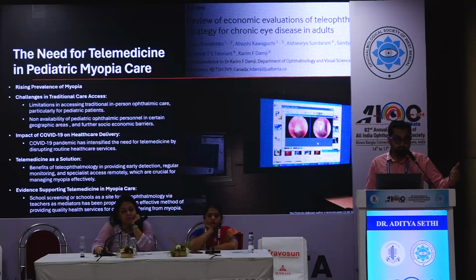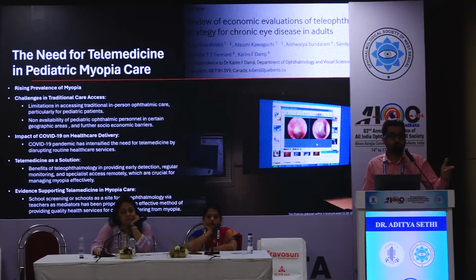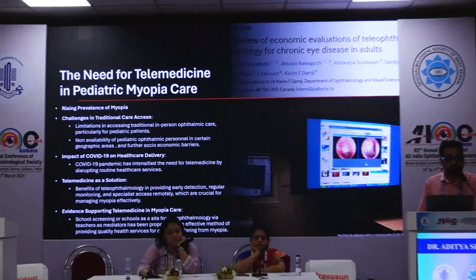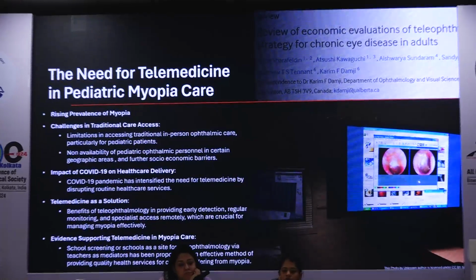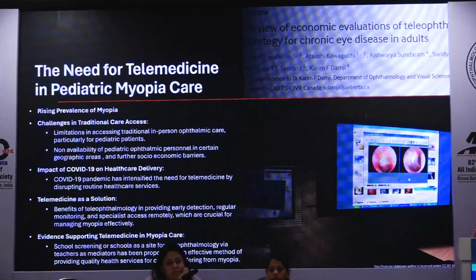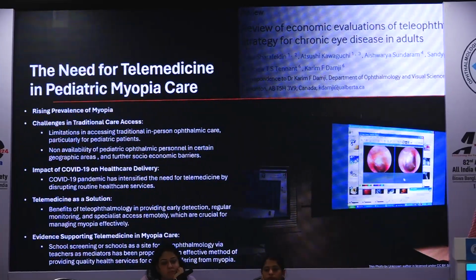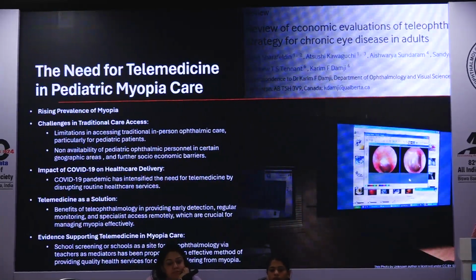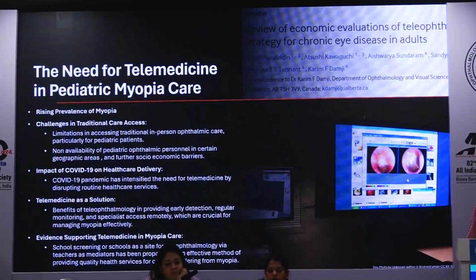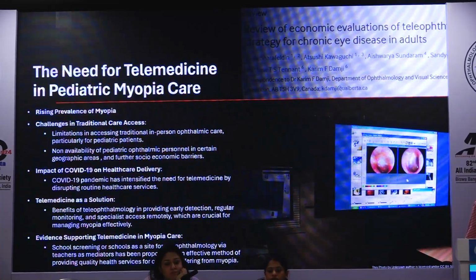There's a rise of prevalence in myopia. So if there's a disease, there's always an opportunity. The opportunity, then we have to do it. Challenges in traditional care access. Now, like I explained, not everybody can come 200 kilometers, 300 kilometers and find out if they have a glass number or not. We may assume that there's an optical shop or an optometrist in every zone, but that's not true. The impact of COVID-19 has made all the telemedicine part very popular and very effective.